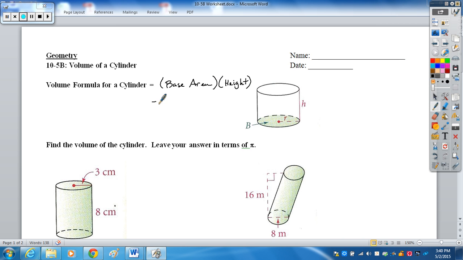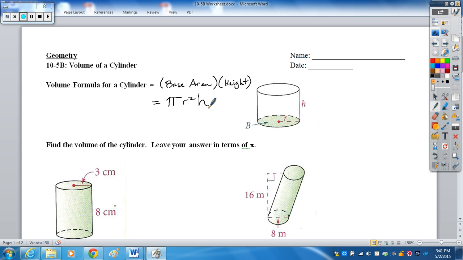Now, the base area within this structure right here is going to be the circle right there. Well, what's the formula for the area of a circle? It's pi radius squared. And the height doesn't change, so that's all it is. Pi r squared h gives you the volume of any cylinder, okay?